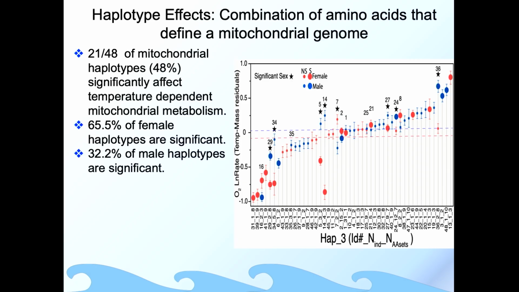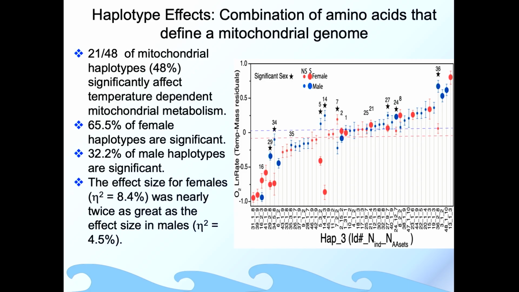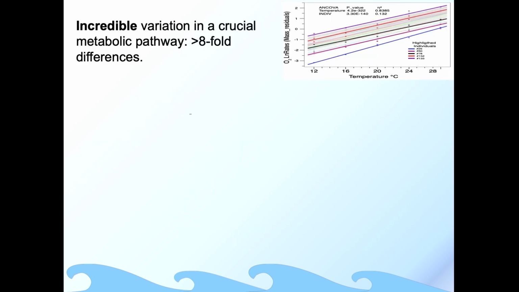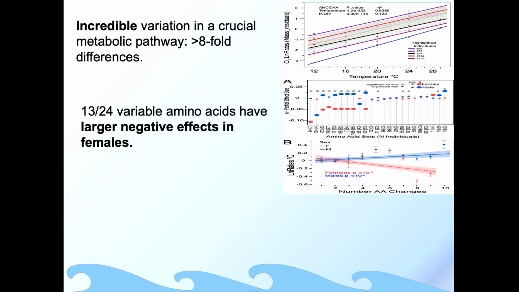65% of them are in females. 32% are in males. The effect size, how much of the variation haplotypes explain, is about 8% for females and about half of that for males. Females have a larger effect and more effects than males. So, we have an incredible variation in a crucial metabolic pathway, greater than 8-fold difference. That's actually kind of amazing if you don't know it. That's just a really important metabolic pathway. It's not what you expect.